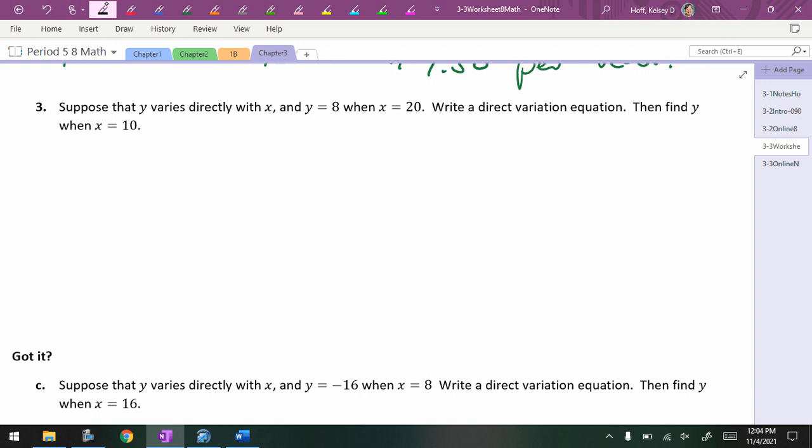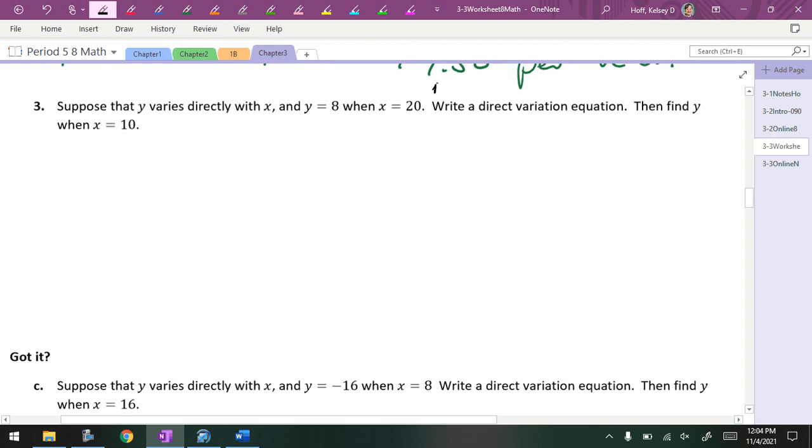Okay? All right. Suppose that y varies directly with x and y equals 8 when x equals 20. Here's number 1. Write a direct variation equation. That's the very first thing we're going to do. The second thing we're going to do is find y when x equals 10. In order to write a direct variation equation, we're going to use the initial information they gave us, which was y equals 8 when x equals 20.